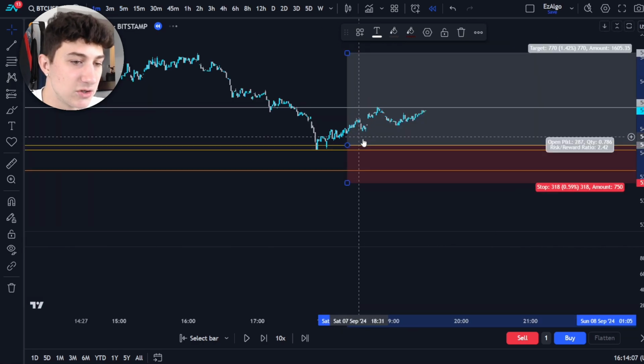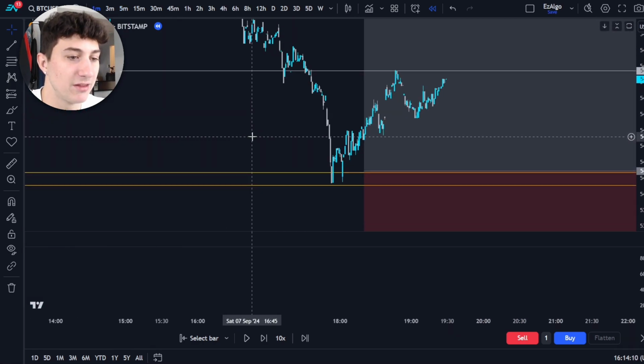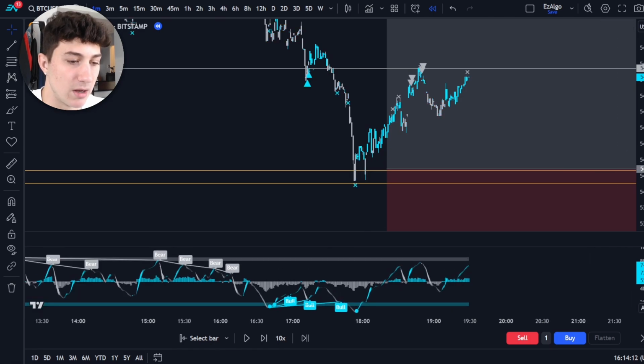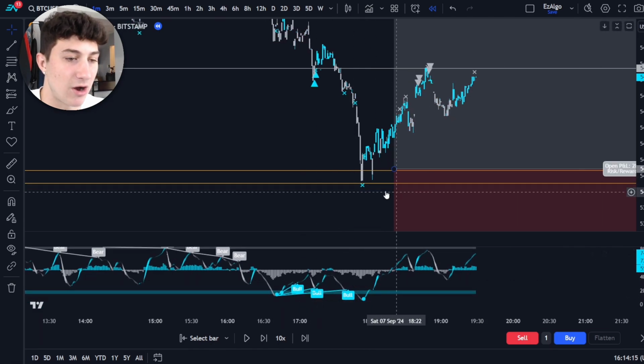The second way is you can go down to a lower time frame, a 1 to 3 minute, and look for market entries with some bullish divergences or buy dots on the easy oscillator.